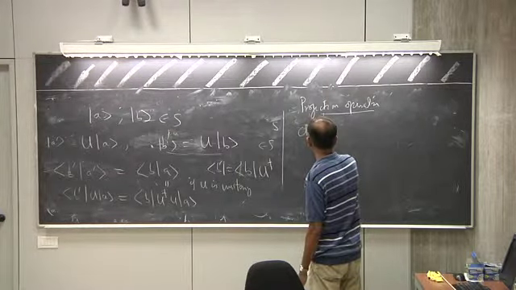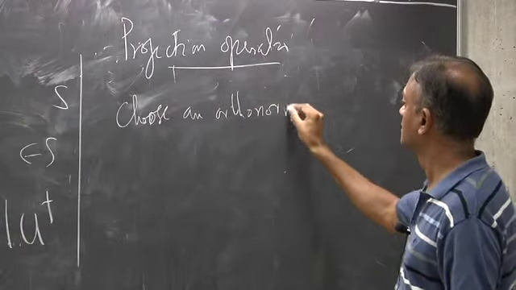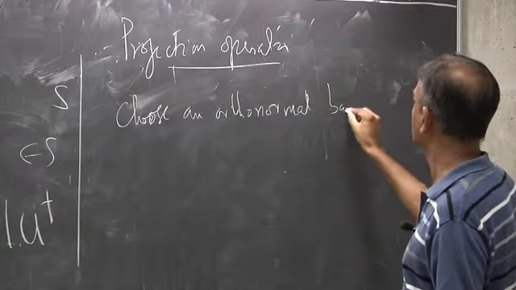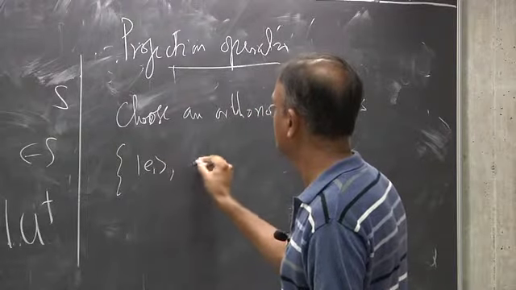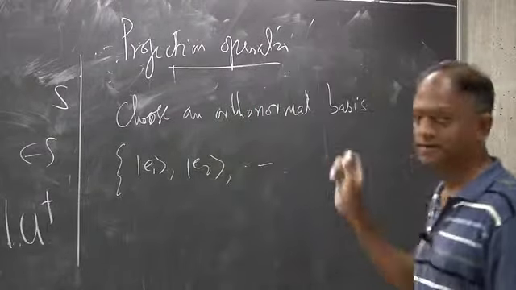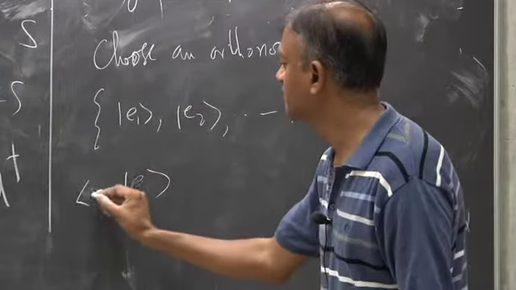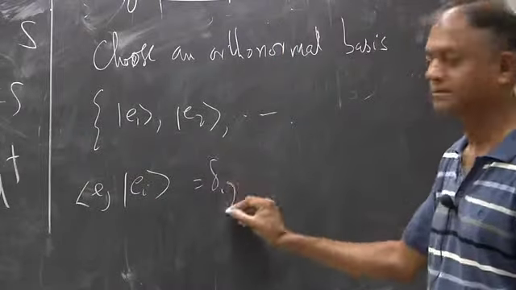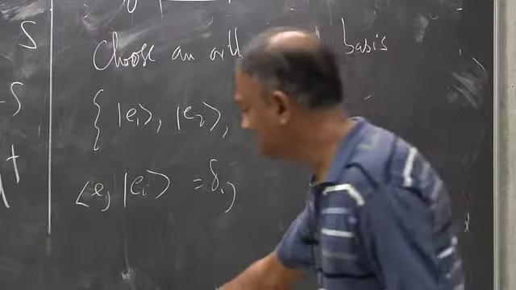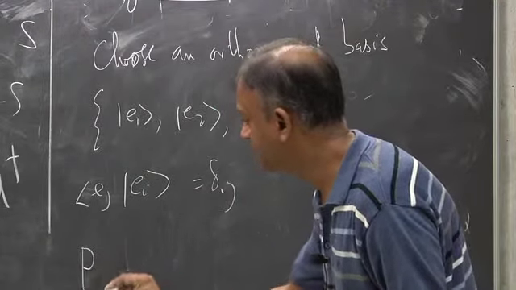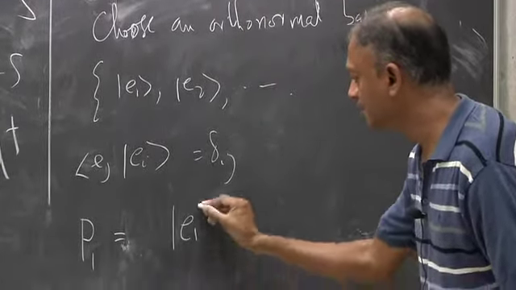Choose an orthonormal basis, and let me label them as E1, E2, E3, etc. So this is an orthonormal basis. It means E_i with E_j is delta_ij. Now consider this operator, and let me call it P1. This I define as this operator: |E1><E1|.